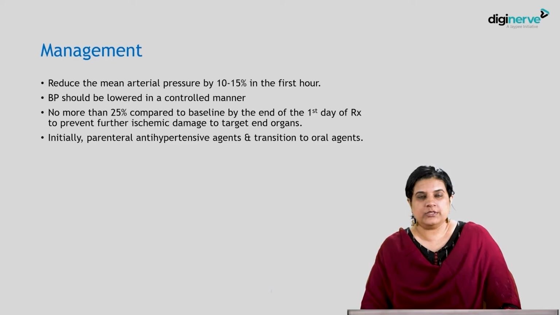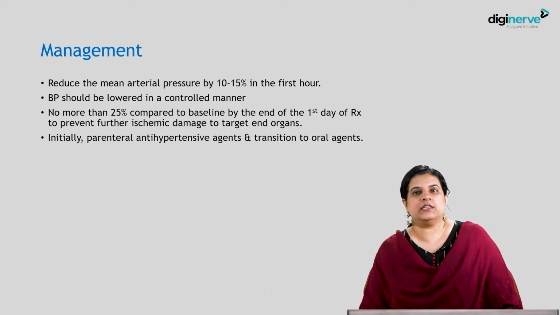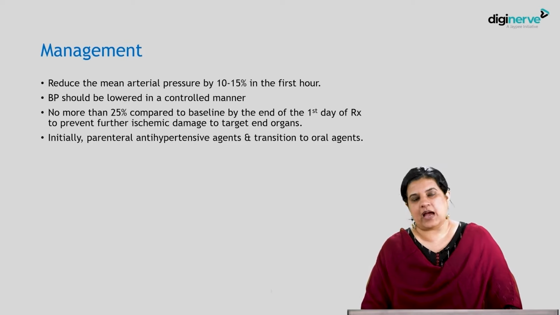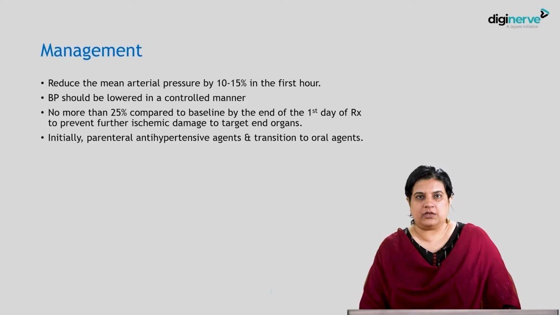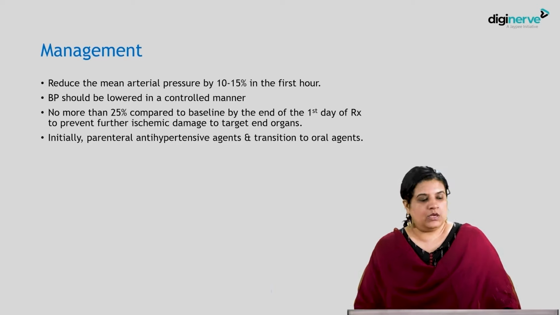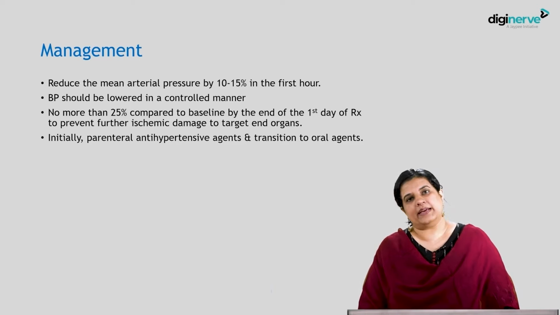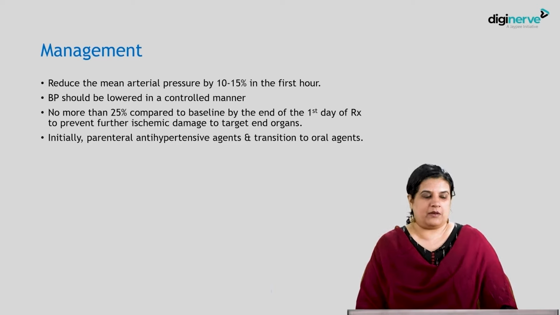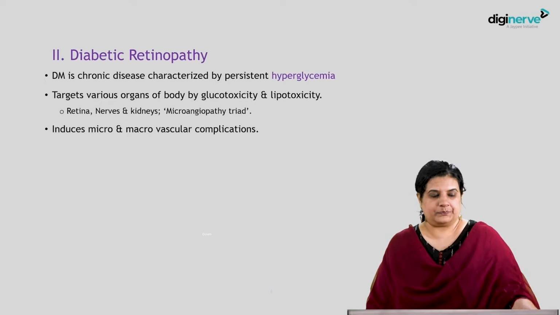We need to reduce the mean arterial pressure by 10 to 15% in the first hour. We don't have to be very aggressive in reducing the blood pressure, otherwise end organ damage will ensue. So the blood pressure should be controlled in a very phased manner, no more than 25% compared to baseline by the end of the first day of treatment to prevent any further ischemic damage. Initially, parenteral antihypertensive agents can be given, which can be transitioned to oral drugs.